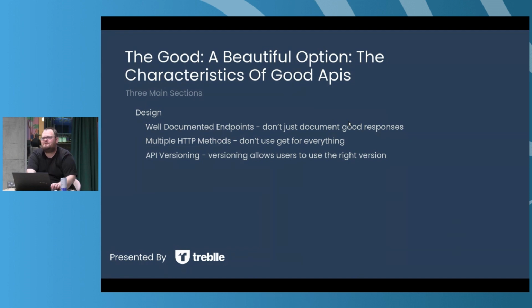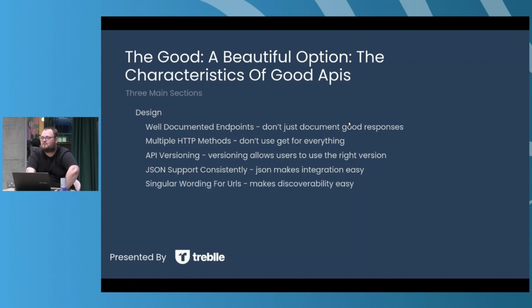API versioning. Don't just change it. I've seen APIs changed overnight with breaking changes, and then they wonder why their customers aren't working with them anymore. JSON support. JSON makes it easy. Yes, there are other standards, but I really don't like SOAP. Singular wording for URLs. Hey, I don't care if it's singular or plural, but use the same one. Don't keep having like /user and /users, and then /post and /posts. And nouns, not verbs. Get users. Why tell them twice? The verb from the HTTP will help you with that.